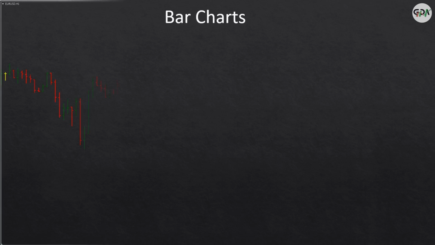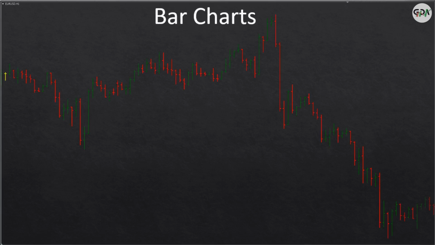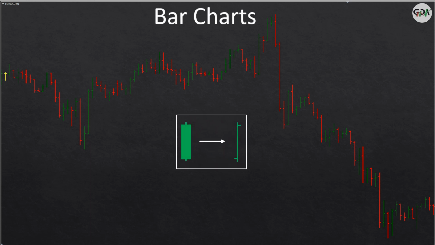Bar chart. A bar chart also appears like Japanese candlesticks. The only difference is that the body of the candle is also shown as a bar, and it is known as a bar chart. This chart is also not familiar and is used by very few people in the world.